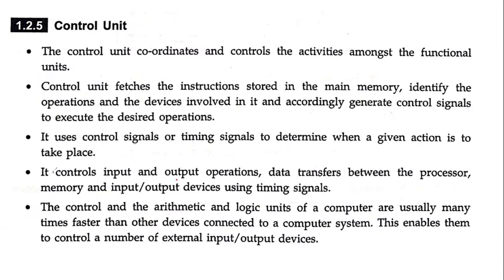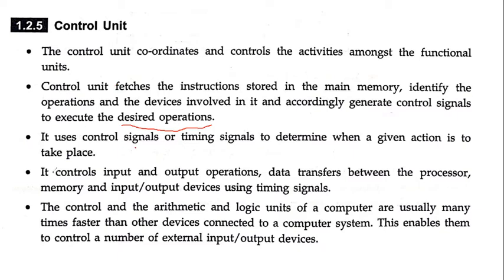Now we are going to talk about the control unit. The control unit coordinates and controls the activities among the functional units. The control unit fetches the instructions stored in the main memory, identifies the operation and the devices involved, and accordingly generates control signals to execute the desired output. So the control unit performs this whenever we give some instruction to the memory. At that time it identifies the operations and the devices involved in the operation, and the control signal is executed as the desired output.